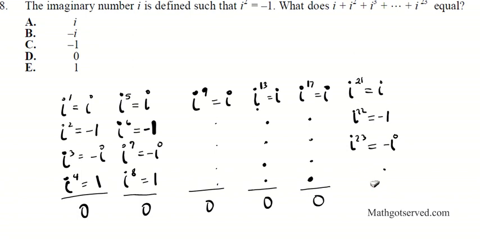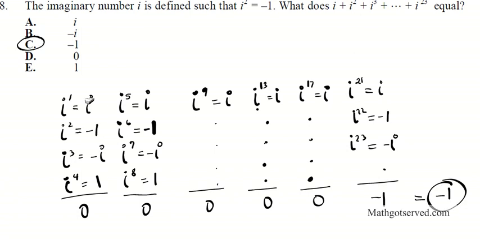But this one isn't complete though. If you add this, the i's are going to cancel out, so this one's just going to be negative 1. Because this i and this i cancel out. So if you add everything across, your total sum is going to be negative 1. All right, so your answer is C.